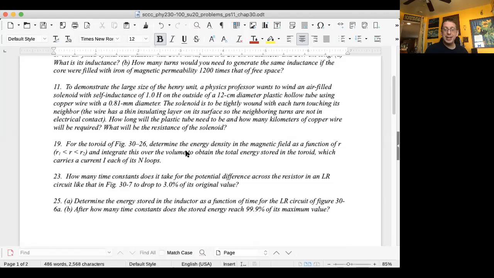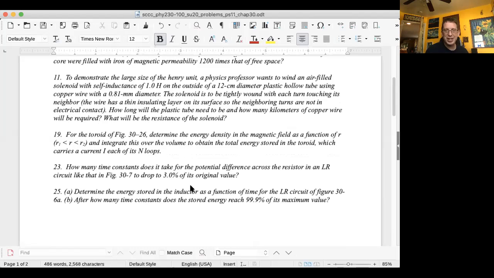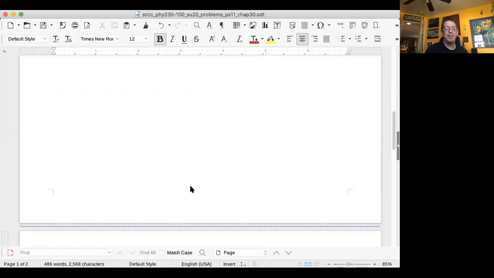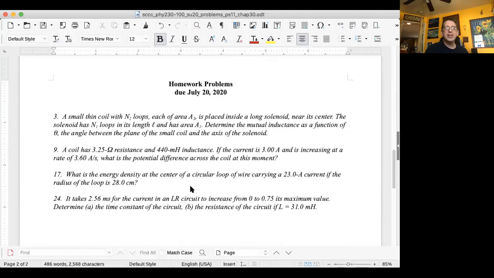After how many time constants does the stored energy reach 99.9% of its maximum value? Again, the squared term gives one extra step in the derivation, but you basically work your way backwards from the energy as a function of time to solve for t. And like I said, it's one extra step, but it's not a difficult step. And that brings us to the homework problems.